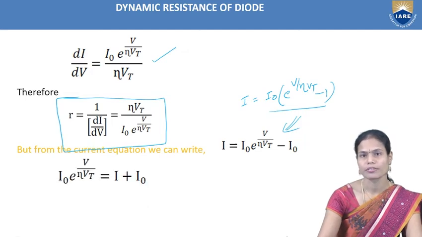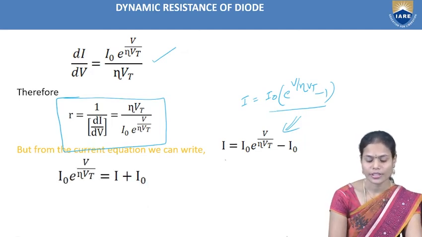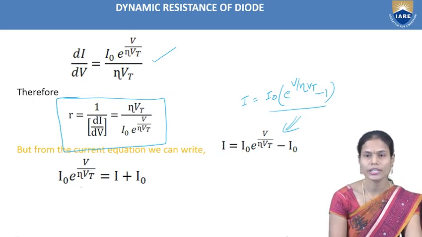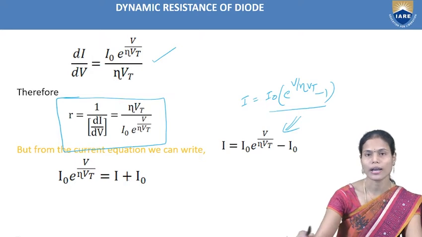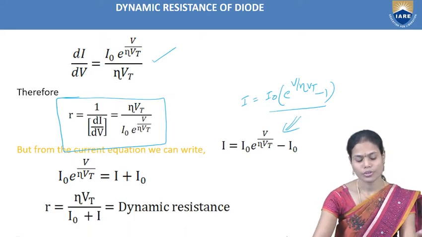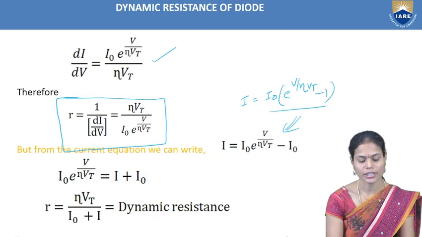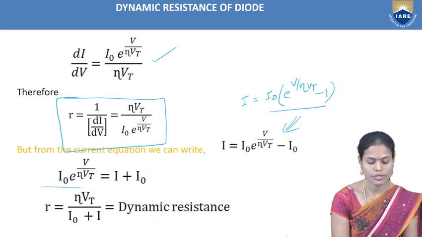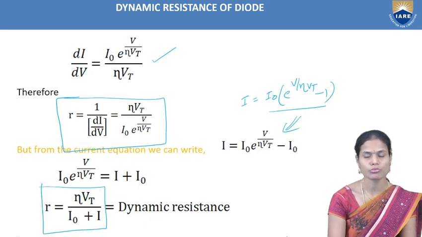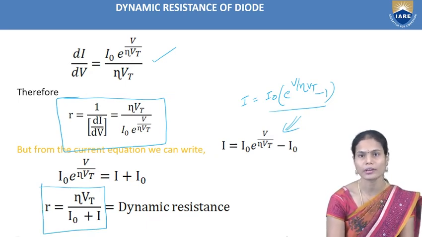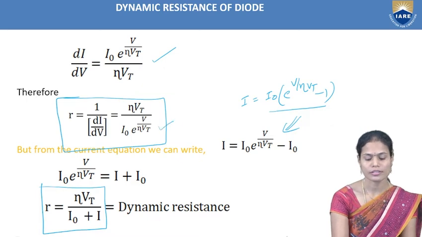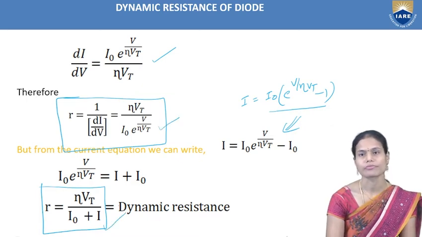In this, if we take I naught to the left side, we get I naught e power v by eta vt equal to I plus I naught. So here R is nothing but eta vt by I naught plus I. This is also a formula for dynamic resistance. In a problem, depending upon the given parameters, we can utilize either this one or this one. These two are the dynamic resistance formulas of the diode.